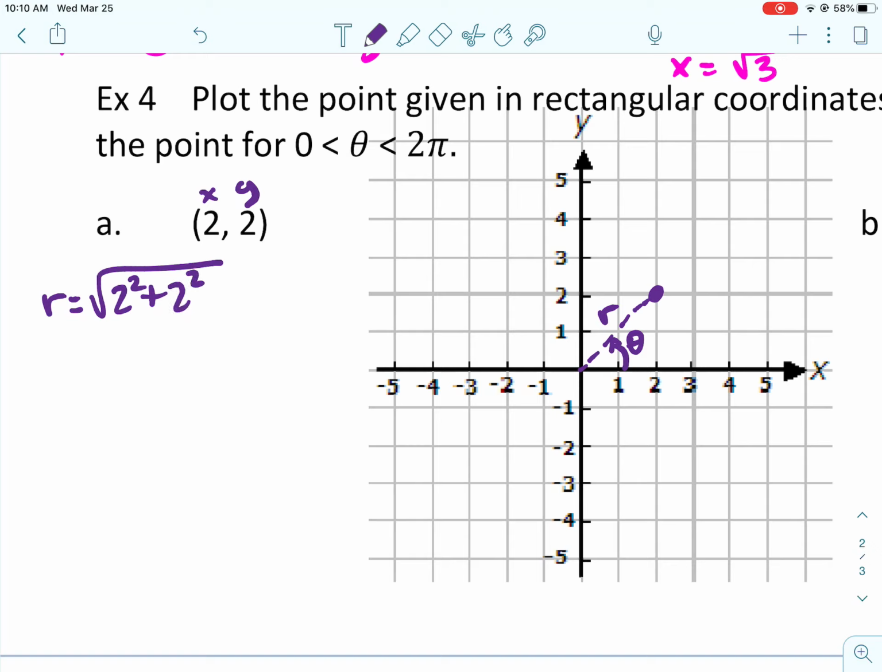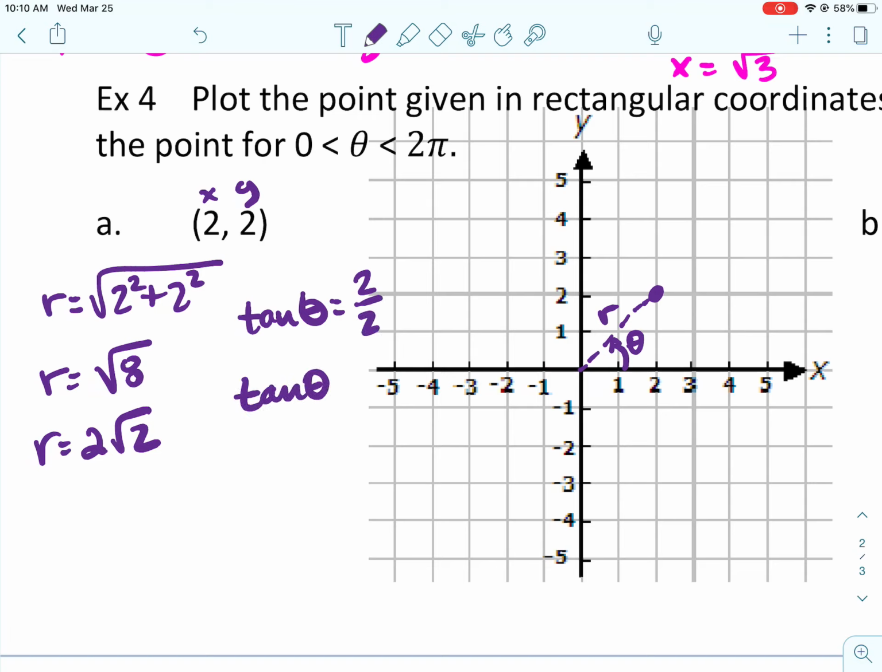All right, so our r is going to be the square root of x squared plus y squared, or square root of 8, which reduces down to 2 square root of 2. Right? For our theta, we know that the tangent of theta is equal to the y over the x.